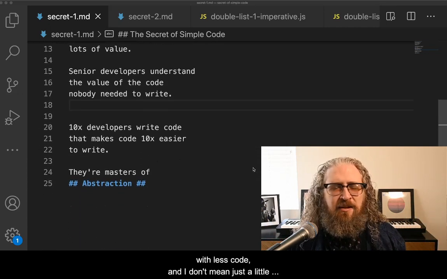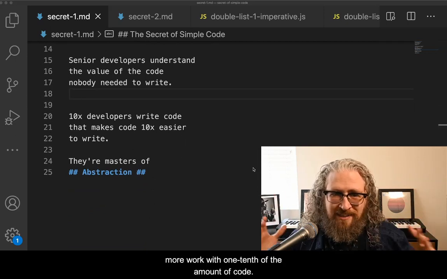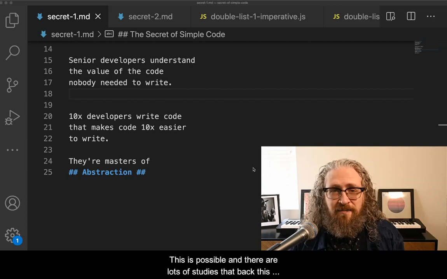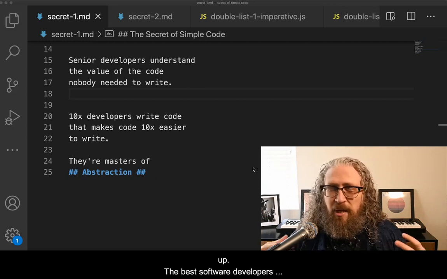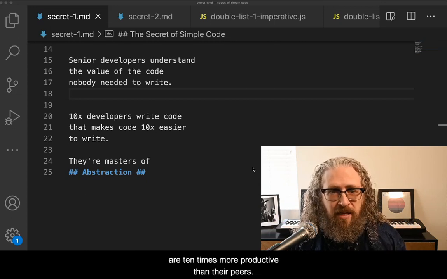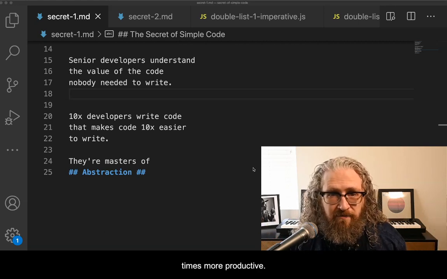And I don't mean just a little more work. I'm talking about 10 times more work with 1/10 of the amount of code. This is possible, and there are lots of studies that back this up. The best software developers are 10 times more productive than their peers. In fact, they can be 100 times more productive.